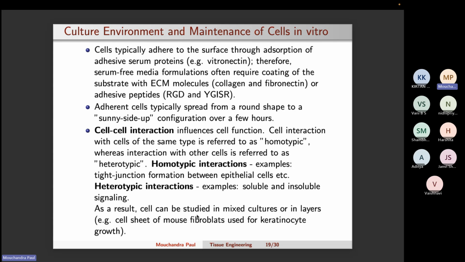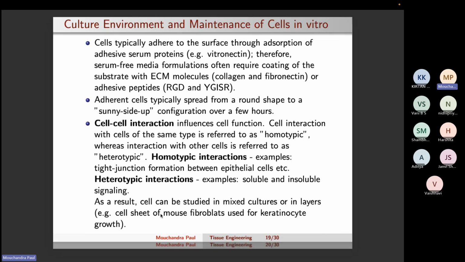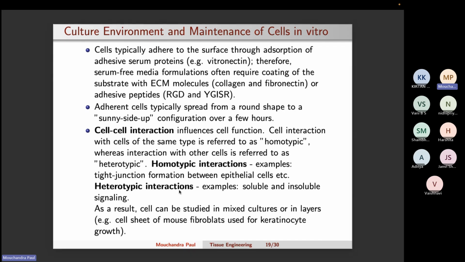But heterotypic interactions are also important, like how the function of fibroblasts is affected by endothelial cells, or how macrophages influence the functioning of, say, proliferating keratinocytes or fibroblasts, etc. When you are going to study this kind of interaction in vitro, then you need to do heterotypic culture. One such example where people use heterotypic interaction is that people generally use a sheet of fibroblasts that promotes the growth of keratinocytes. So basically the fibroblasts and keratinocytes are grown at the same time.